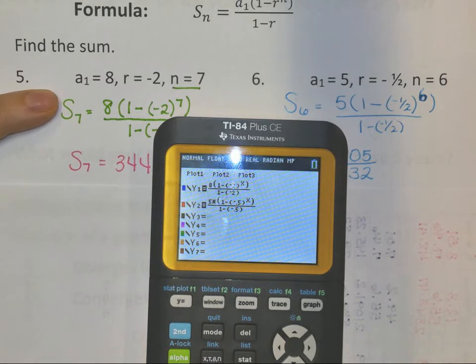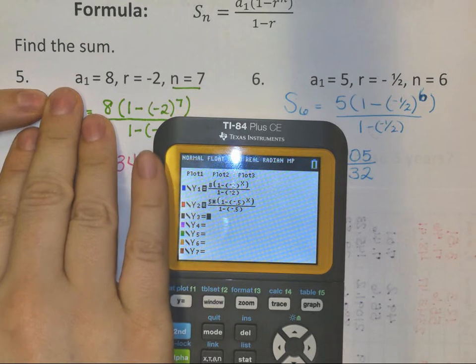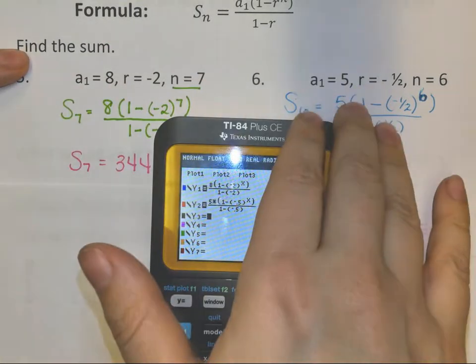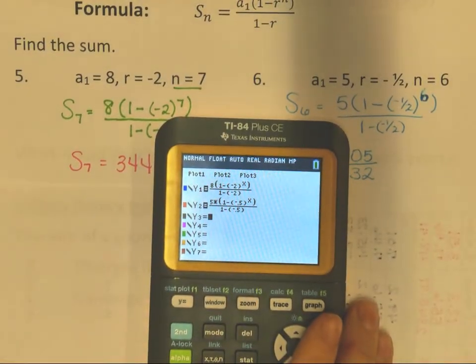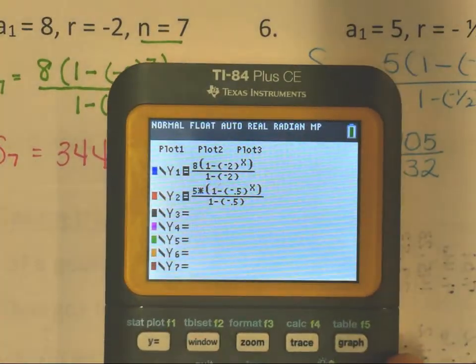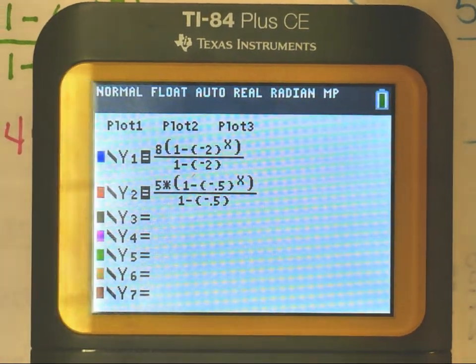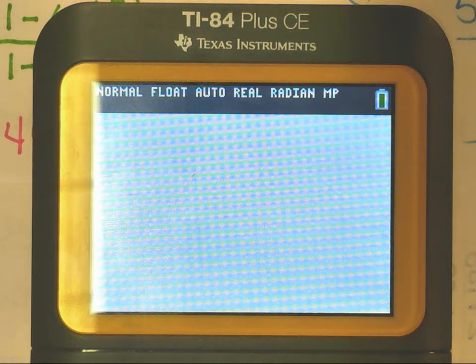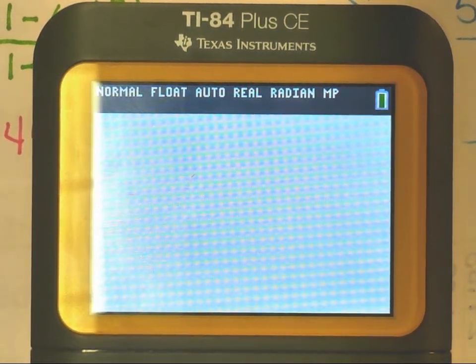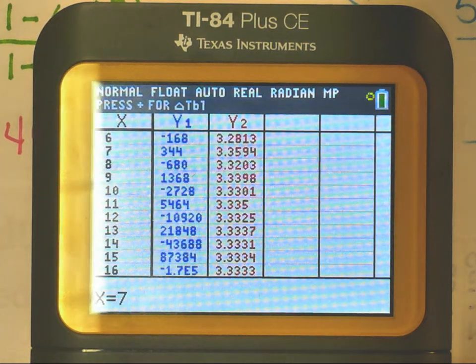Okay, so you guys understand what I just did? Nothing crazy. I put number 5 in my first equation. I put number 6 in my second equation. All I want to do is look to see what happens as I constantly go to larger and larger numbers of terms. Okay? So I'm going to go to my table. And I'm not looking at the graph because we're only using integer values here.